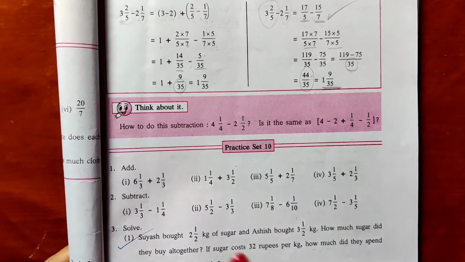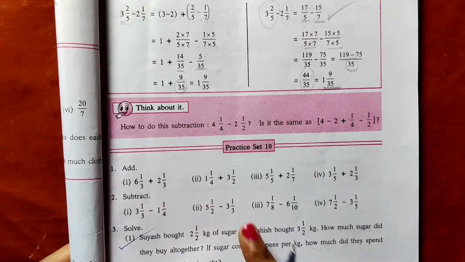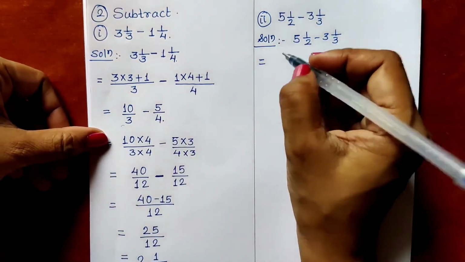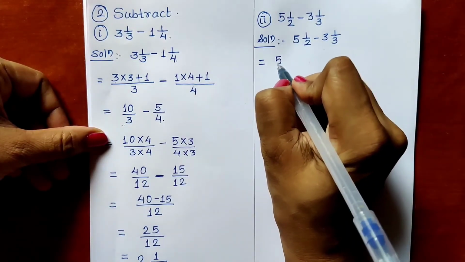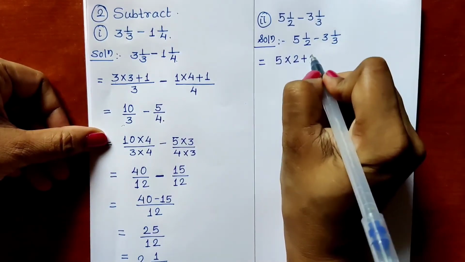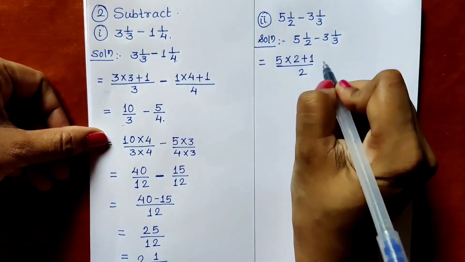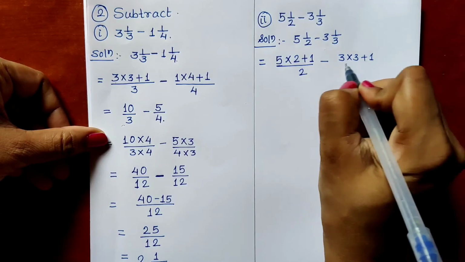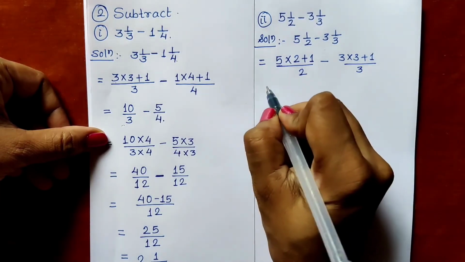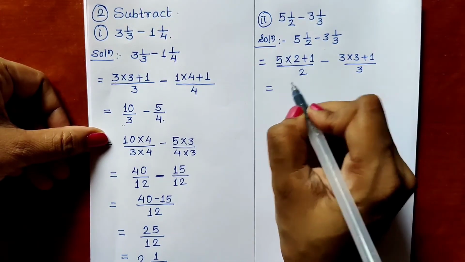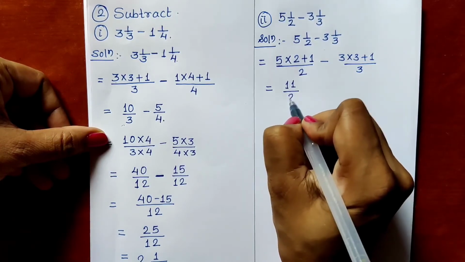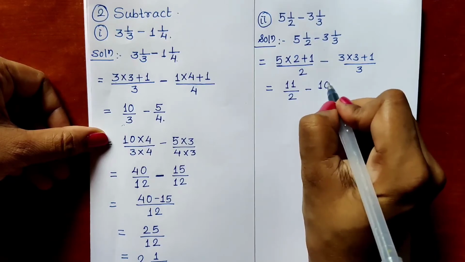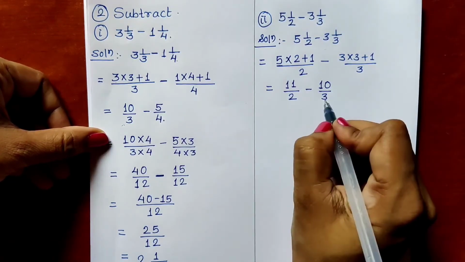Second sum. 5 integer 1 upon 2 minus 3 integer 1 upon 3. Let us solve. I have written the question as it is. Next step, 5 into 2 plus 1 upon 2 minus 3 into 3 plus 1 upon 3 as it is. Solve. 5 twos are 10, 10 plus 1, 11. 11 upon 2. 3 threes are 9, 9 plus 1, 10. 10 upon 3. Different denominators.